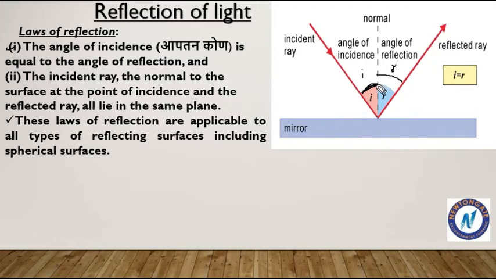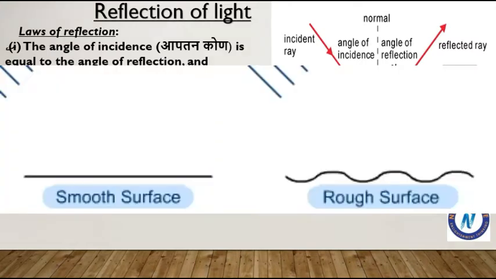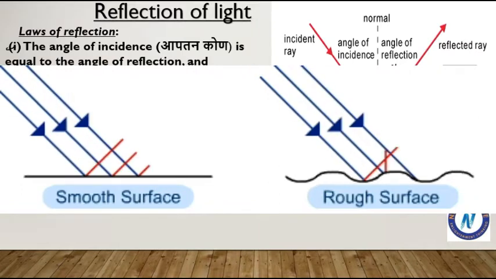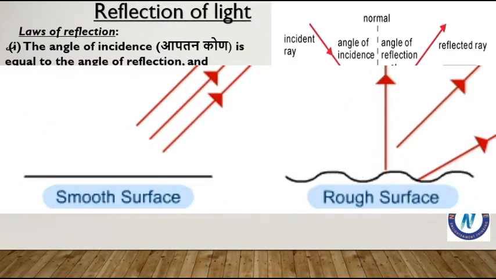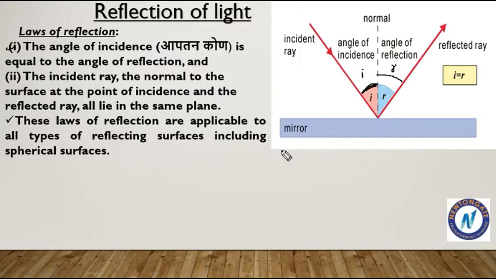Whenever there is a reflection taking place, I will always be equal to R. That means angle of incidence will always be equal to angle of reflection. No matter whether the reflecting surface is rough or smooth, no matter whether the reflection is a diffuse reflection or a specular reflection, about which we will talk in the next slide. Okay, no matter what kind of reflecting surface it is, as long as it is reflection, it has to obey the laws of reflection.